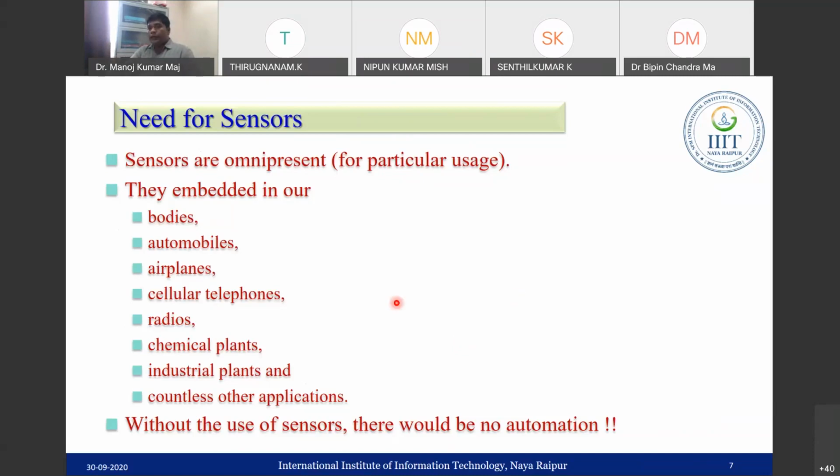Now, how are they embedded in our bodies? This is the application. They can be embedded in our bodies, in the automobile industries, in airplanes, in cellular telephones, in radios, in chemical plants, industrial plants, and other countless applications. We can use the sensor. Even today, everywhere in life we are using sensors and actuators, because without sensors and actuators, our life would come to a limit.